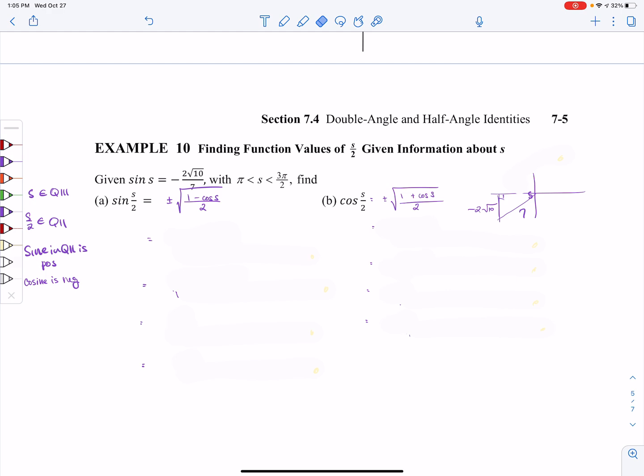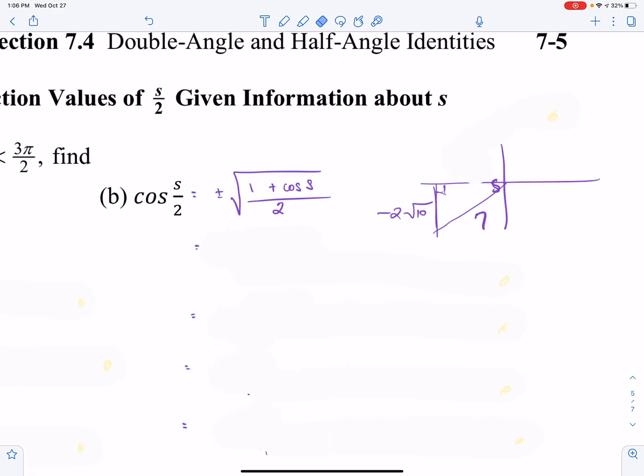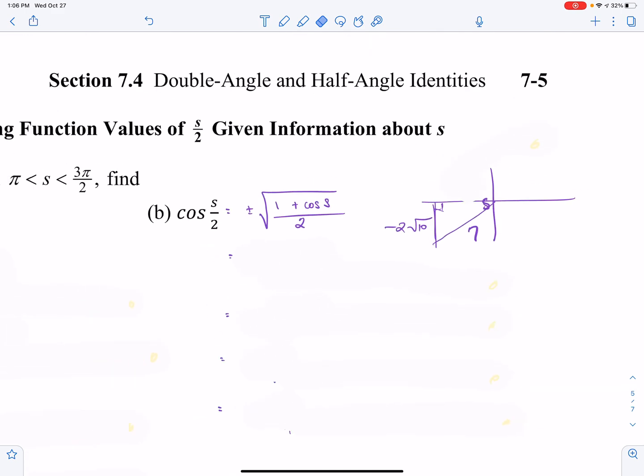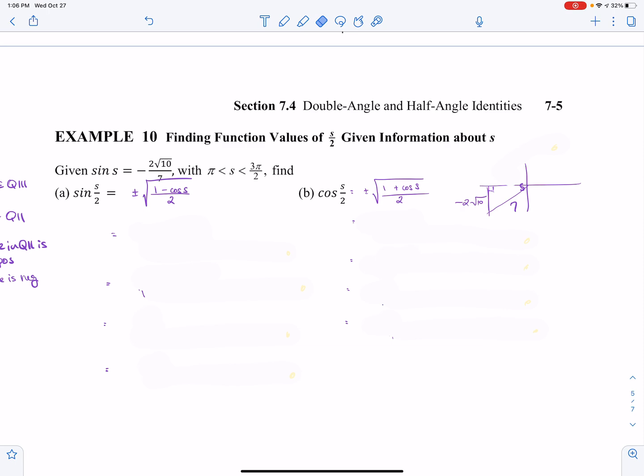All right, so on this one, let me move this here. On example number 10, we're given that sine of s is equal to negative 2 root 10 over 7. And we're also told that my angle s is in the third quadrant. It's between pi and 3 pi over 2. So what you'll notice over on the side is that I have a picture drawn already that gives me my opposite over my hypotenuse. I just need to find the missing side, which is going to be the x value. And once I do the Pythagorean theorem, I should get a 3. And since it's going to the left, it will be negative.